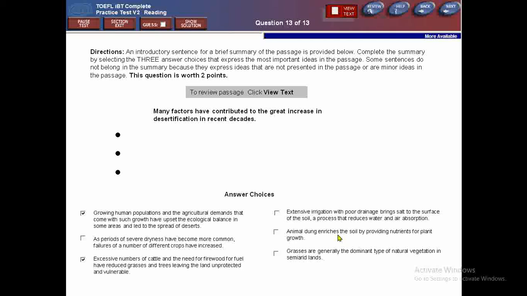Okay. Animal dung enriches the soil; this one we can eliminate. Excessive irrigation with poor drainage brings salt to the surface of the soil and forces that reduce water and air portions. Periods of severe dryness have become more common. Failures of a number of different crops have increased. I think this will be correct. It is also a major detail, but it will be included, okay.